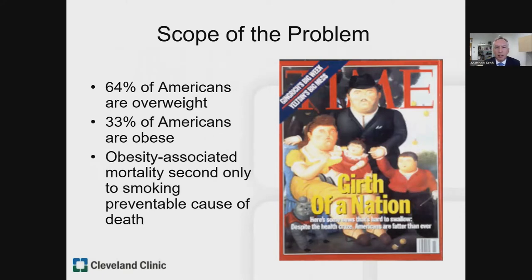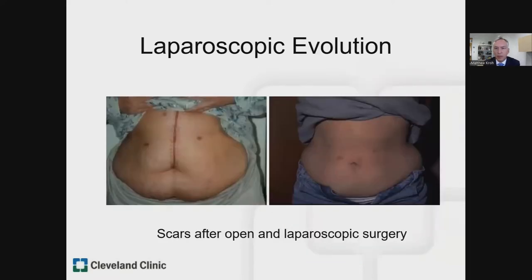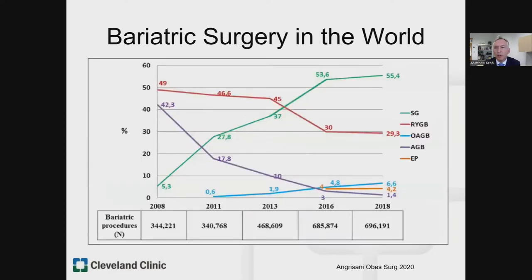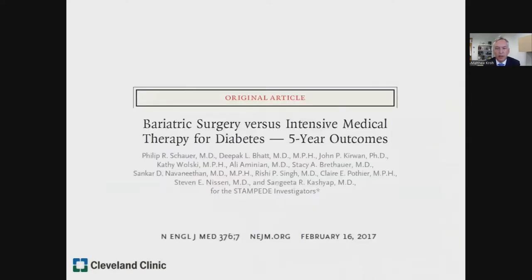The worldwide pandemic of obesity is affecting the majority of countries. And this is also true in the United States, where 2/3 of Americans are overweight. And obesity-associated mortality is second only to smoking in terms of overall preventable causes of death. The laparoscopic evolution has prompted significant uptake of procedures, including metabolic and bariatric surgery. And this has been mirrored worldwide with varying degrees of uptake of different types of operations. And now we have prospective randomized data, which shows the durability and effectiveness of our operations.